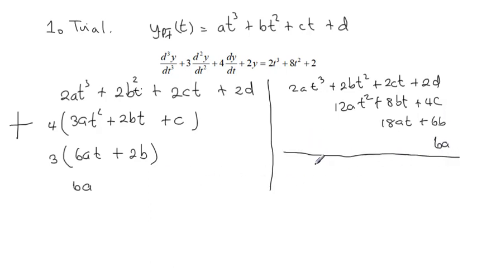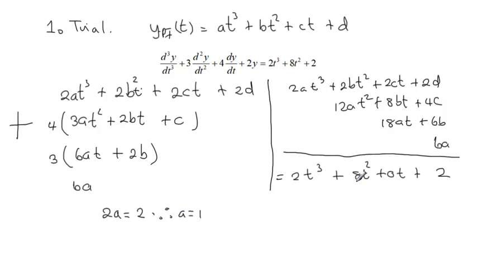Now, if we say this is equal to the right hand side here, which is 2t cubed plus 8t squared plus 0t, because the linear term there does not appear, so assume the coefficient is equal to 0, plus 2. So what does this tell us? This tells us that the coefficient of the cubic term here is equal to the coefficient of the cubic term there. So which means 2a is equal to 2. Conclusion, therefore, a is equal to 1.